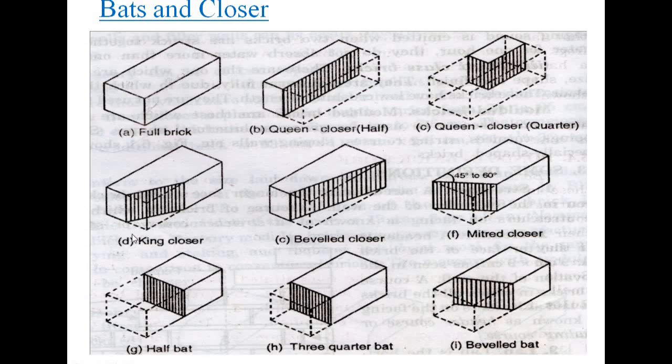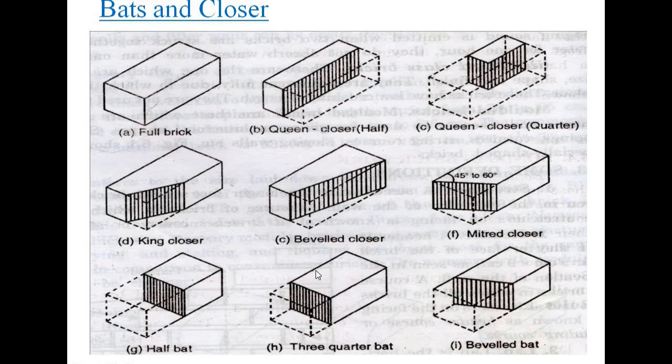Now again we cut the brick along the length, according to the center of the length and the center of the width, two points. Here this is called a king closure. Next one is the center of the width and the corner of the opposite edge. When we cut and use that brick in masonry construction, it is called a bevelled closure. Now mitred closure. Mitred closure means when we cut the brick from the corner at an angle of 45 to 60 degrees, the remaining brick is called a mitred closure.